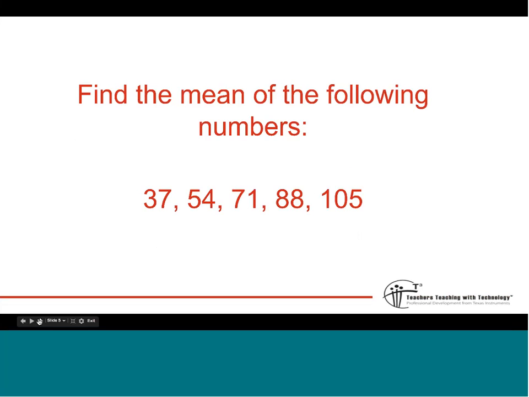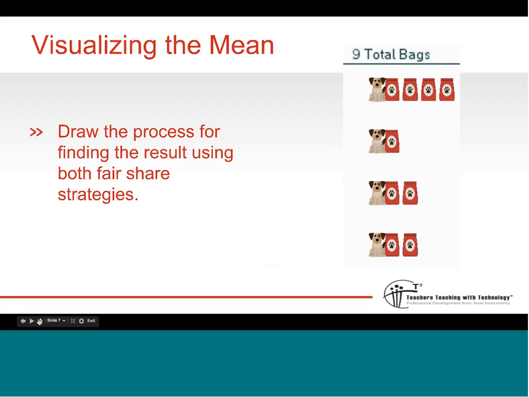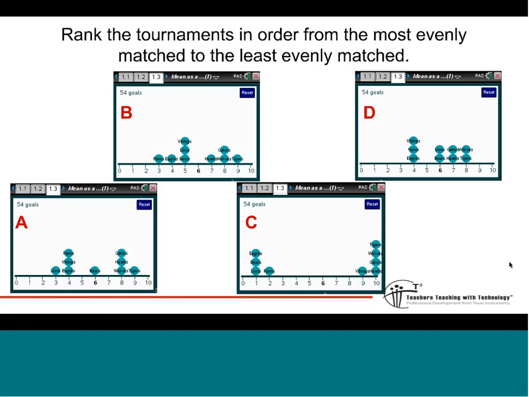And I'd like us to consider for a minute the 4 tournaments that Jennifer is going to bring up. And in each of these 4 tournaments, there were a total of 54 goals scored combined between all of the teams. And I'd like us to think about and posit, how would we rank these tournaments in order from the most evenly matched to the least evenly matched? So take a minute and share an idea in the chat. How would you order these tournaments from the most evenly matched to the least evenly matched?